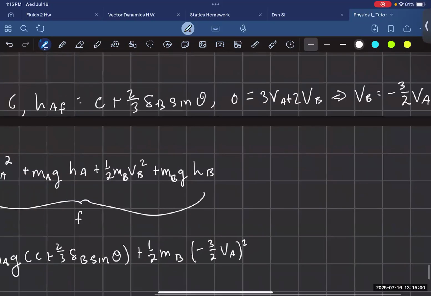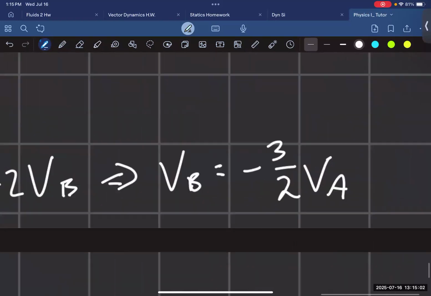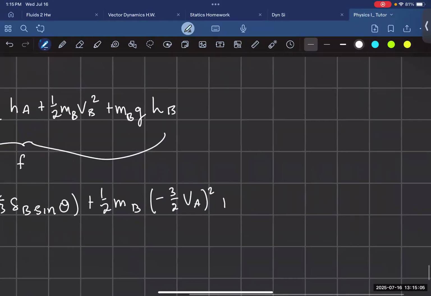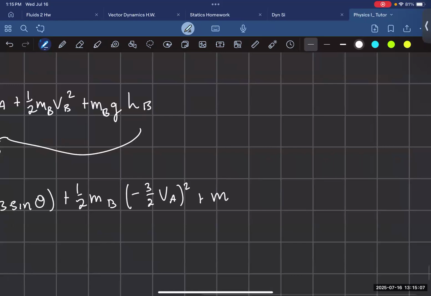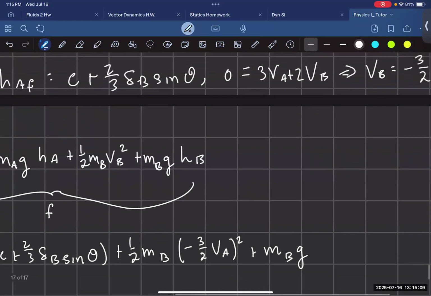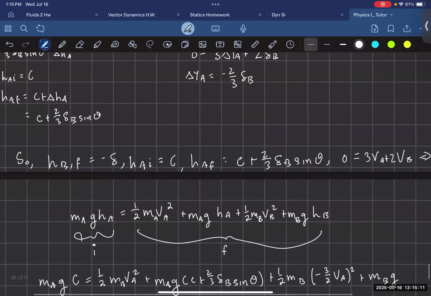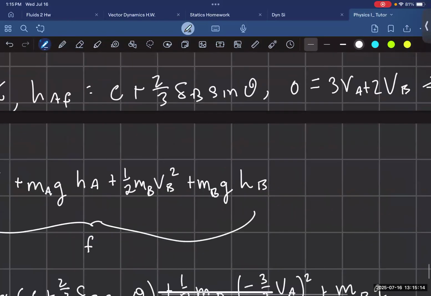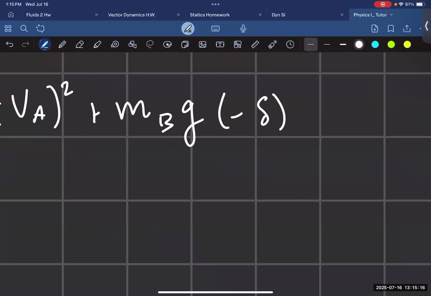Right? According to this equation right here. Finally, MBg, now H of B final, we found out is equal to negative delta. Negative delta, right?